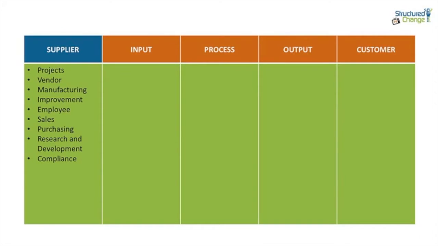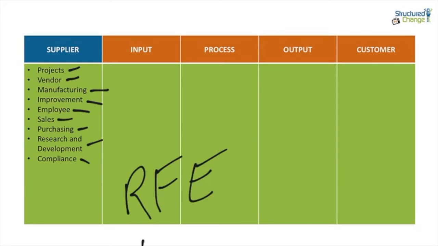So again, the engineering division that this particular example was done on, they said that, well, for us, we actually get requests from projects, from vendors, from manufacturing, from the improvement department. Standard employees will ask us questions. The sales team, purchasing, R&D, and of course compliance. Now what was really interesting here is that this particular division in this company of the engineering, they had what was called an RFE process, which was request for engineering.